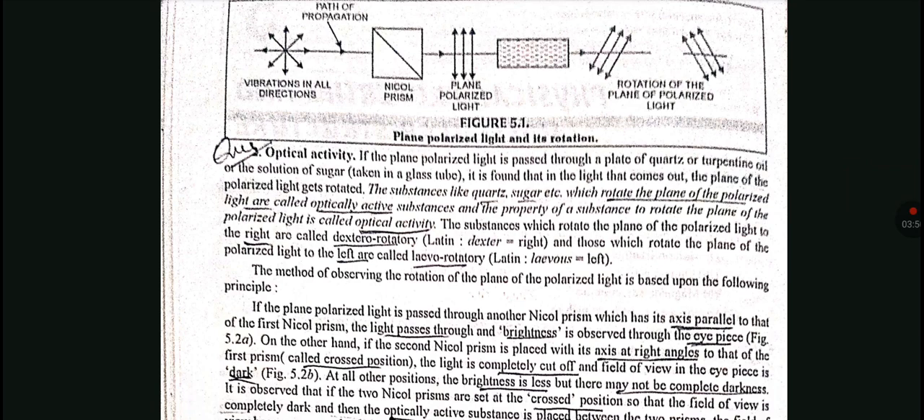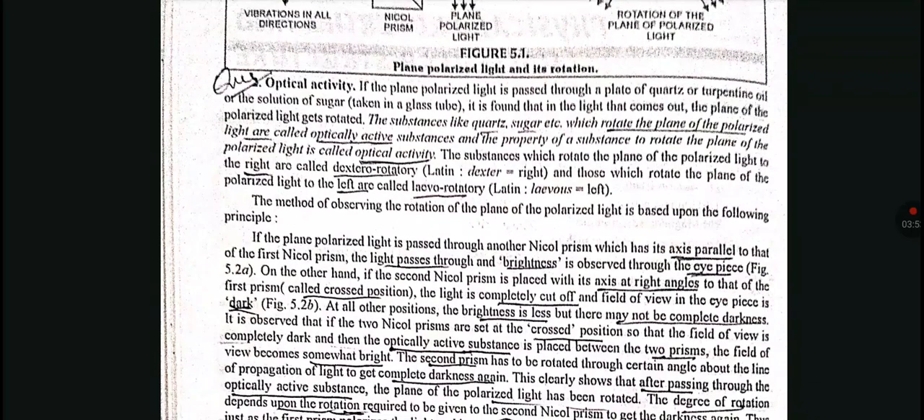If the plane polarized light is passed through another Nicol prism which has its axis parallel to the first Nicol prism, the light passes through and brightness is observed through the eyepiece. On the other hand, if the second Nicol prism is placed with its axis at right angles to that of the first prism, called the crossed position, the light is completely cut off and the field of view in the eyepiece is dark. At other positions, the field is bright, but there may not be complete darkness.